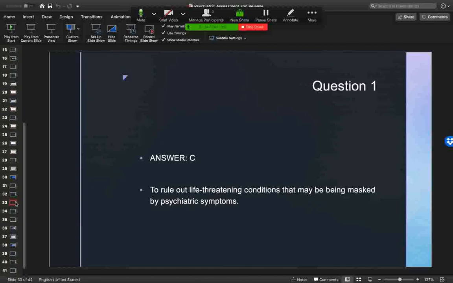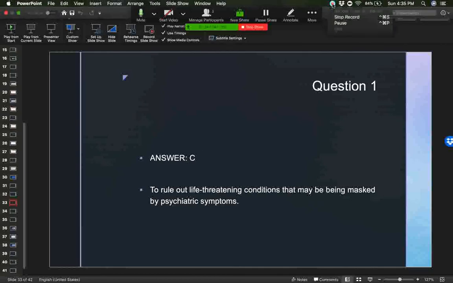Okay, so question 1, the answer is going to be C. All right, we have to rule out life-threatening conditions that may be masked by psychiatric symptoms.